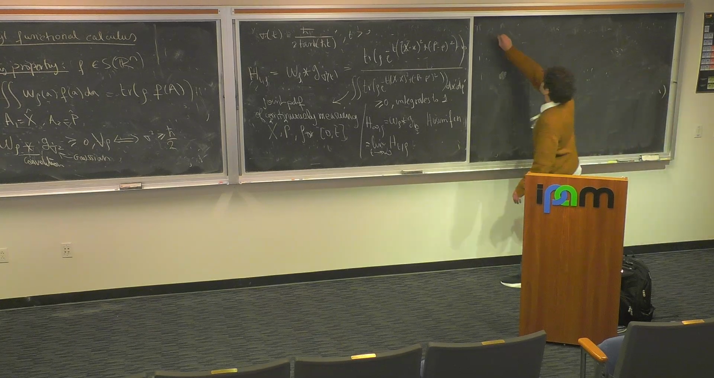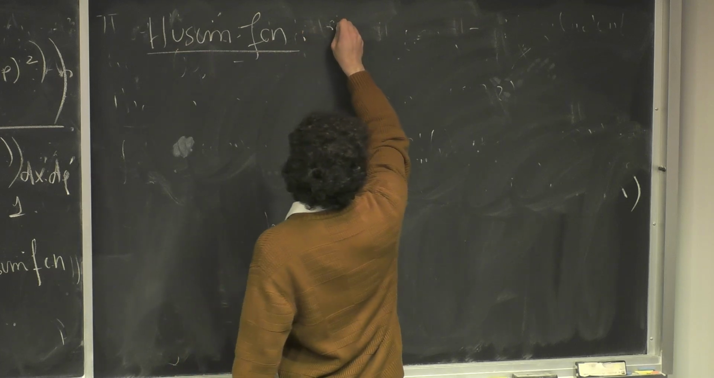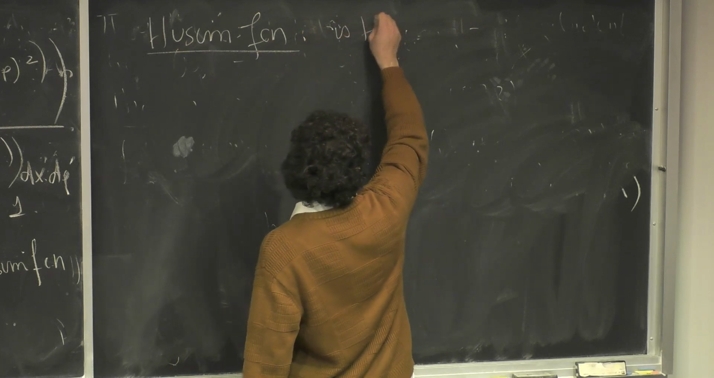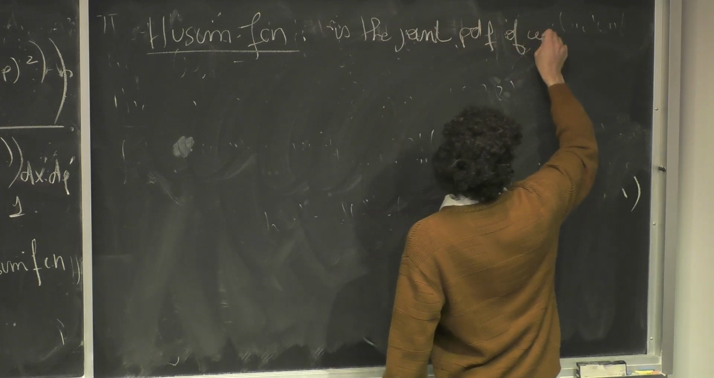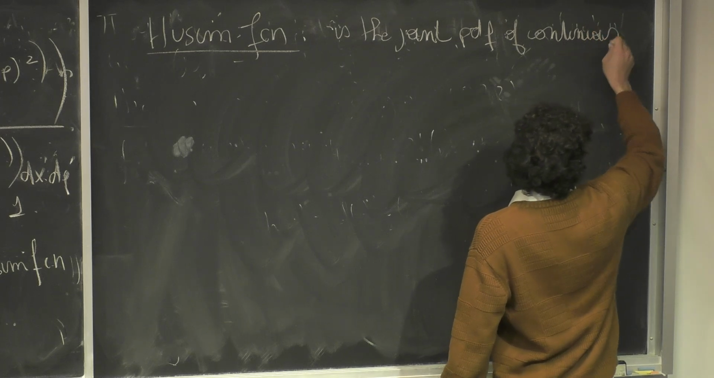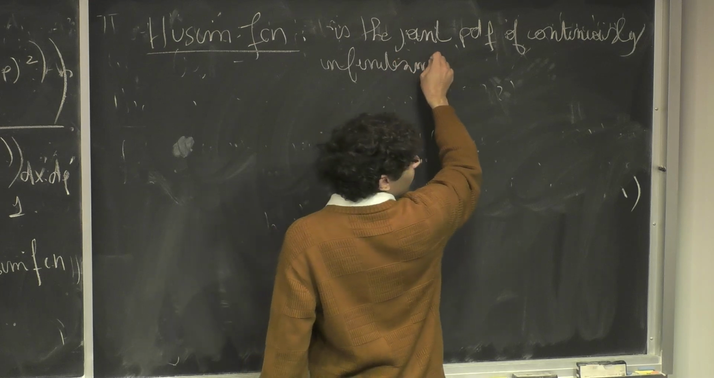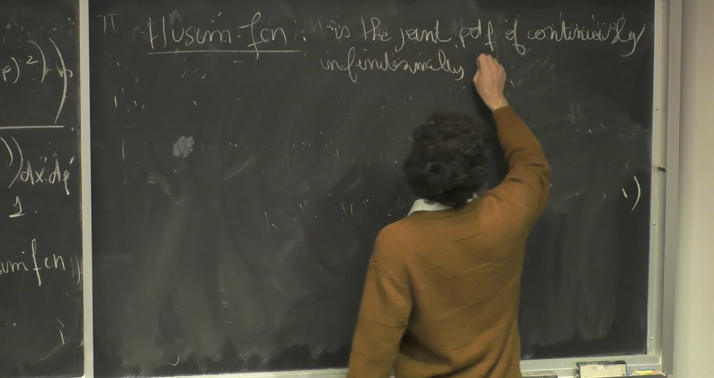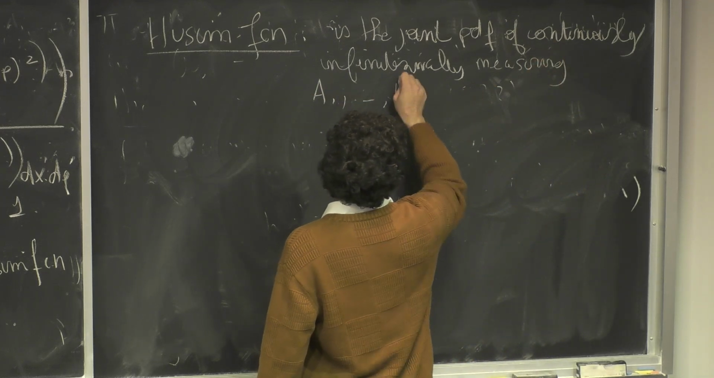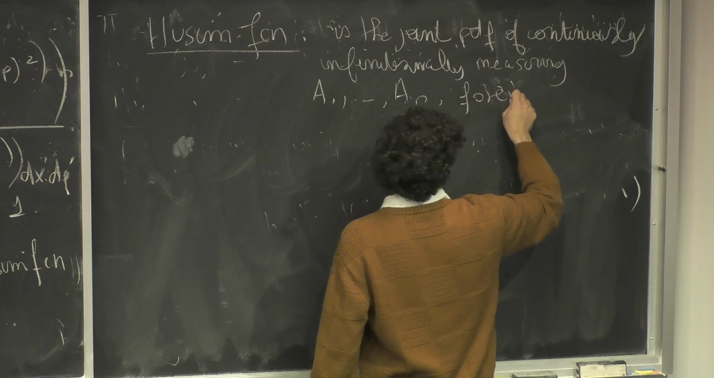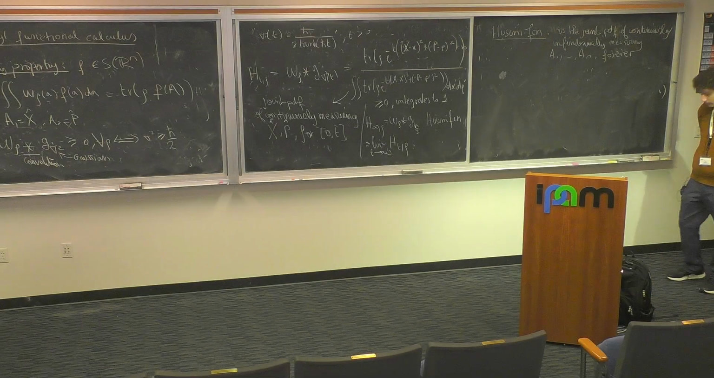So the Husimi function is not an attempt anymore. It is the joint PDF of continuously and infinitesimally measuring the observables A1 to AN forever. What does that mean operationally? I mean, how are you observing, measuring these things?